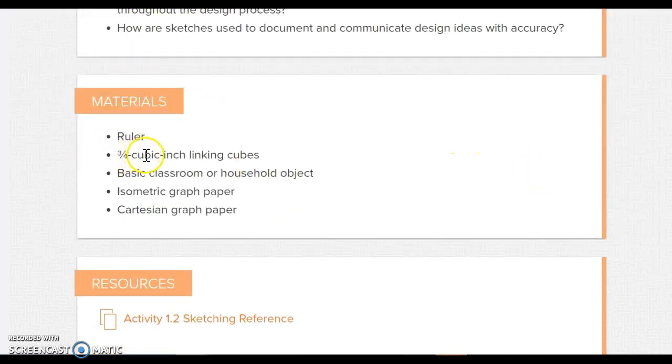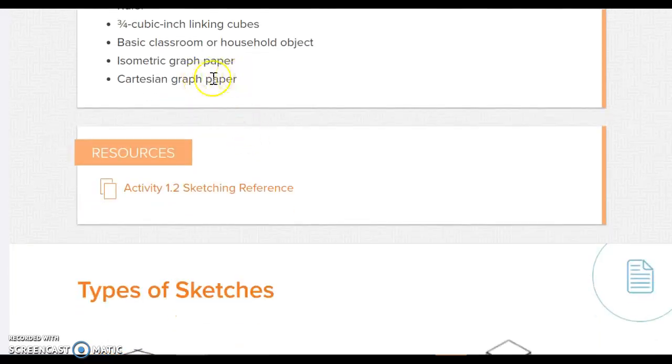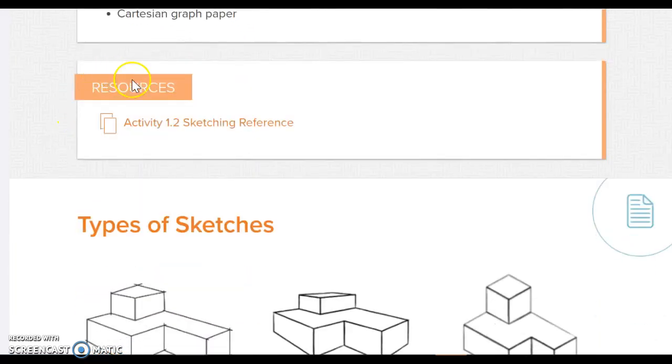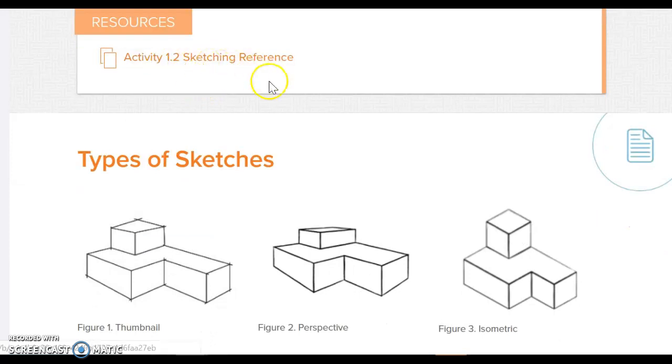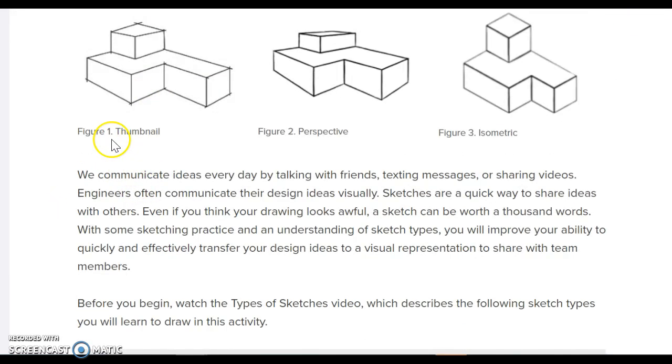The materials we will need are a ruler, the Lincoln cubes, a classroom or household object, isometric graph paper, and Cartesian graph paper. Resources include a sketching reference and types of sketches. We have figure 1, which is a thumbnail, figure 2, perspective, and figure 3, isometric.